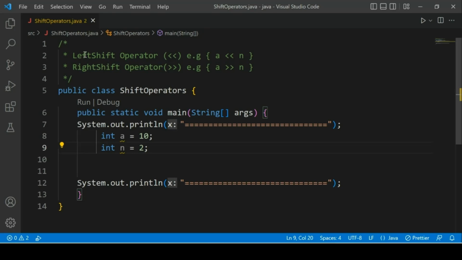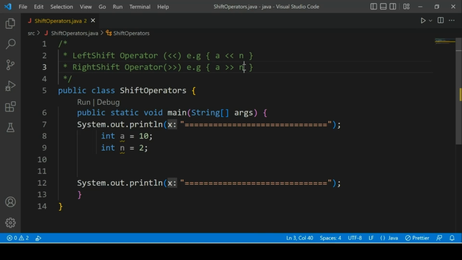In this tutorial, we will talk about left shift and right shift operators. Which means, what will be the output if we left shift a number by n or if we right shift a number by n. N is the number of times we are shifting a number.